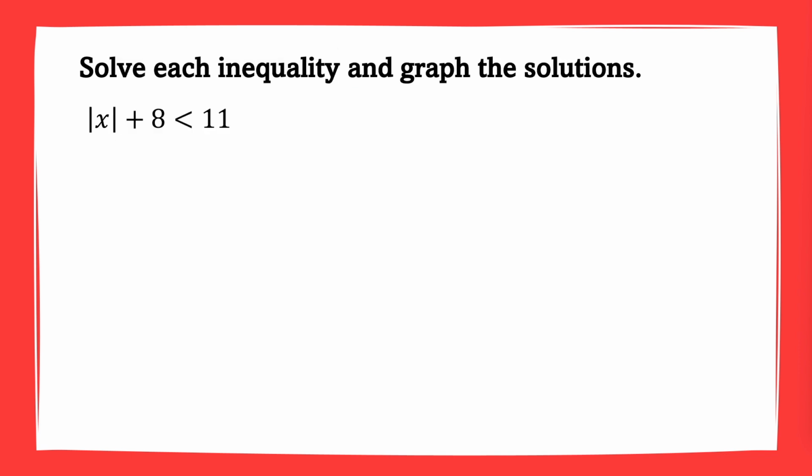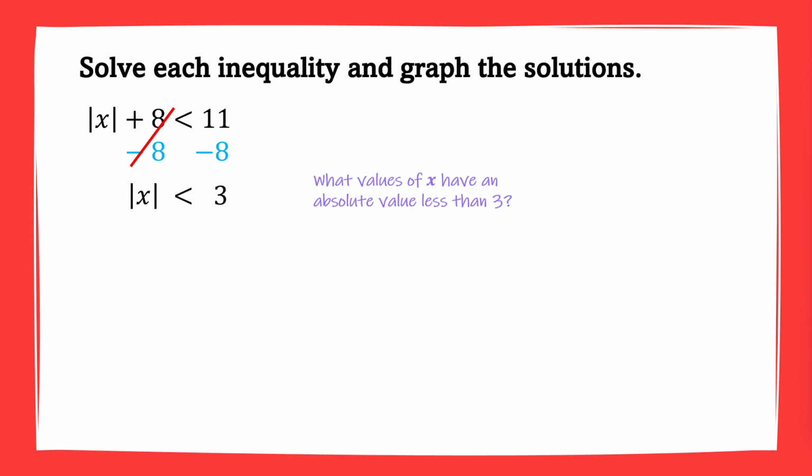For the inequality where the absolute value of x plus 8 is less than 11, we first subtract 8 from both sides to isolate the absolute value of x, resulting in it being less than 3. Think about what values of x have an absolute value less than 3, meaning their distance from 0 is less than 3. This forms a compound inequality where x is between -3 and 3.